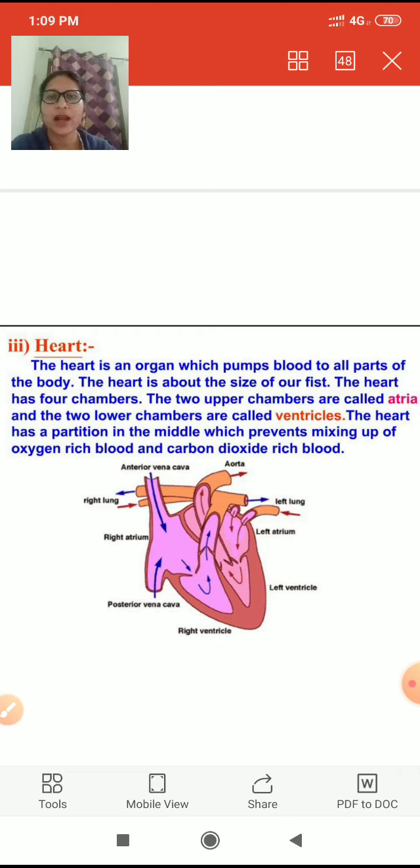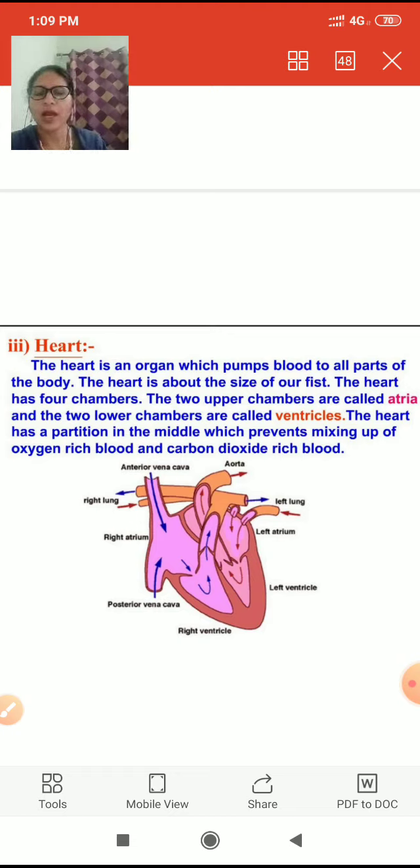Heart is an important part of our body because it pumps the blood to all parts of our body. So first of all, we will learn about the structure of heart. What is the heart structure? The heart is an organ which pumps blood to all parts of the body, as I told you just now.